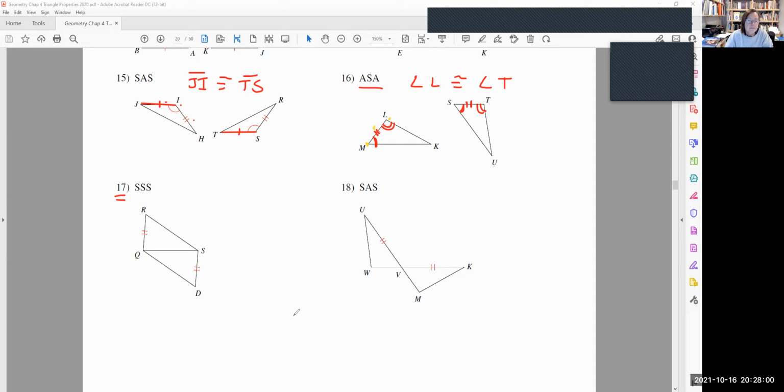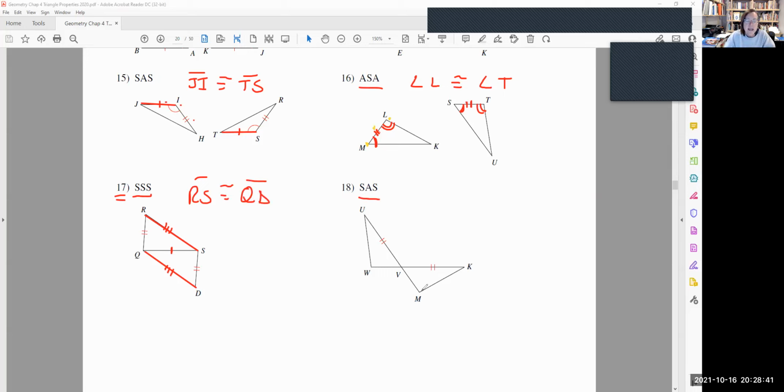17. Notice I'm doing my markings first and then writing out the statement. It usually works out a little bit easier that way. Okay, so for side, side, side, that means every side congruent. I always start with the shared side, right? I'm just going to mark them. The shared side's given, so I don't have to state that. That's not additional information. The one that wasn't given to me is that RS is congruent to QD. That's what I would need to get side, side, side. Okay, RS congruent to QD.